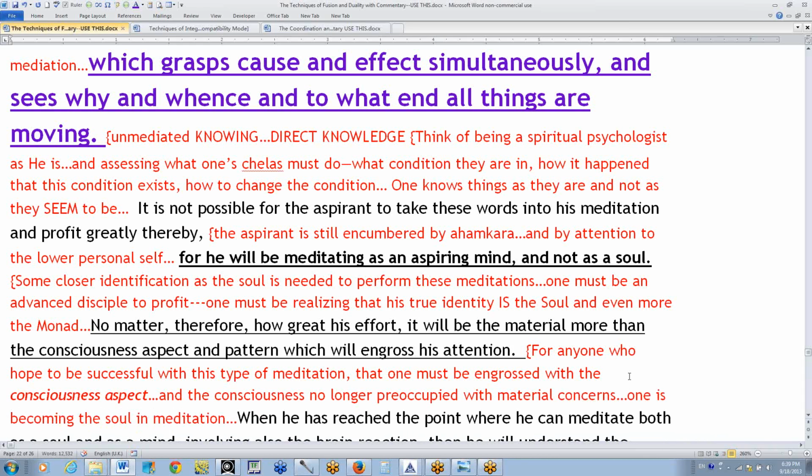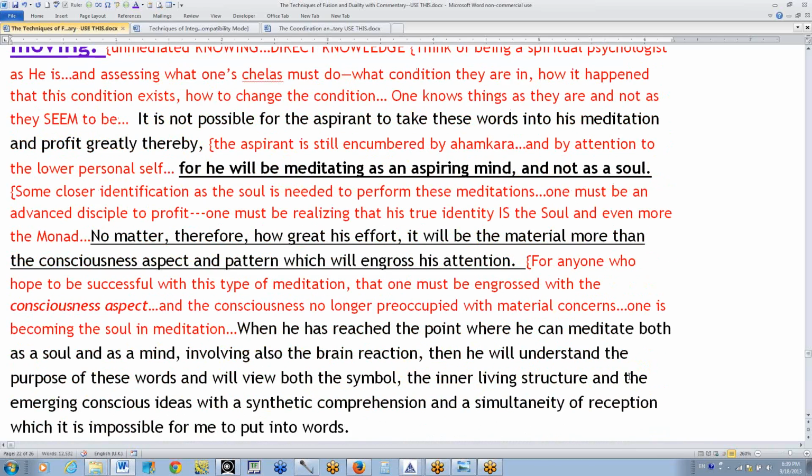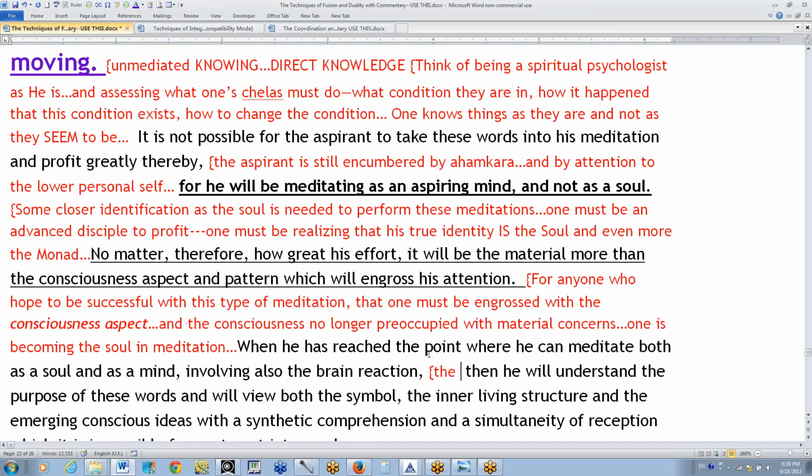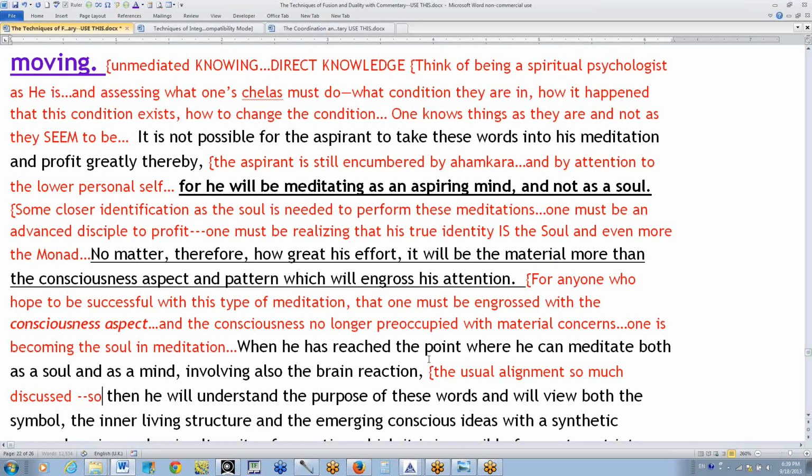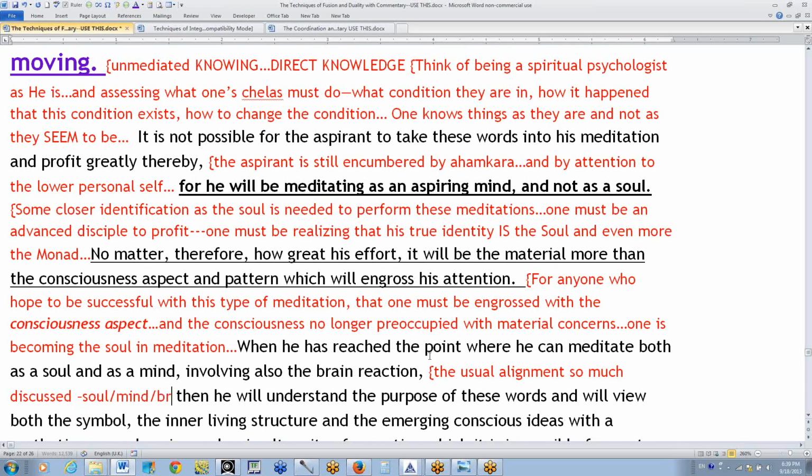When he has reached the point where he can meditate both as a soul and as a mind, involving the brain reaction, so, the usual alignment, so much discussed, of soul, mind, brain.